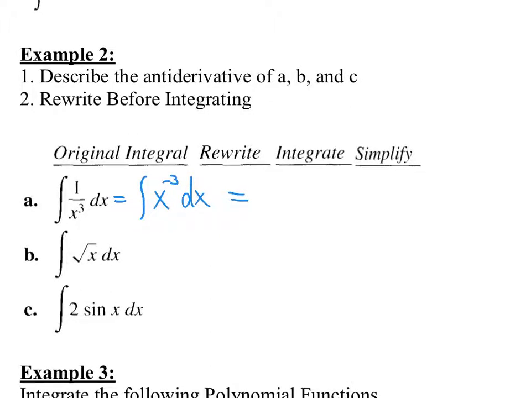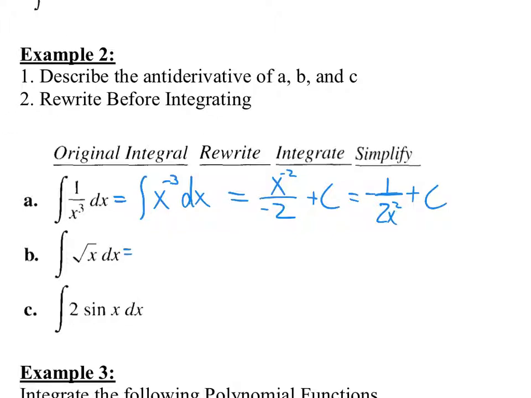What is it? Come on, guys. X to the negative 2 over negative 3. Thank you. We literally just did this one. And then, of course, always simplify. Like we said, it's going to be 1 over 2x squared plus c. Okay?